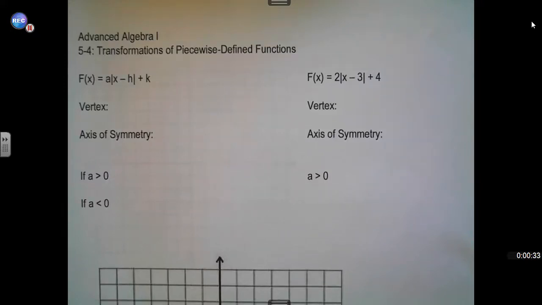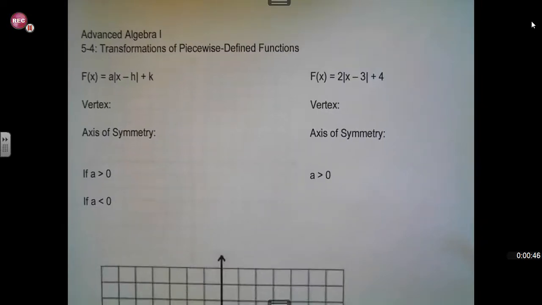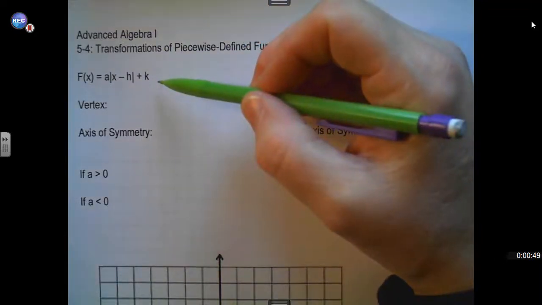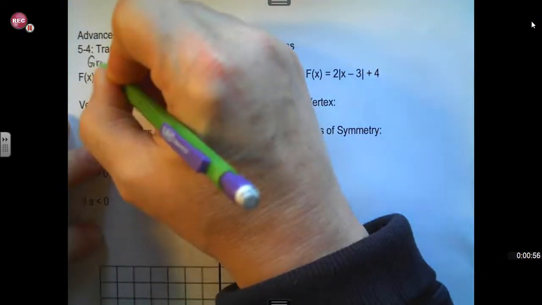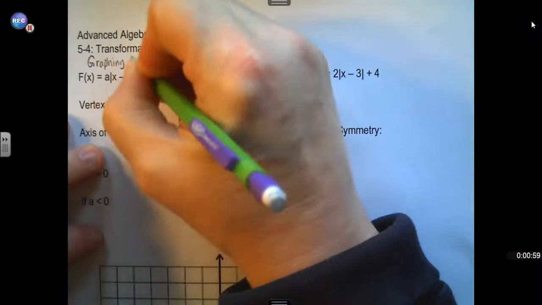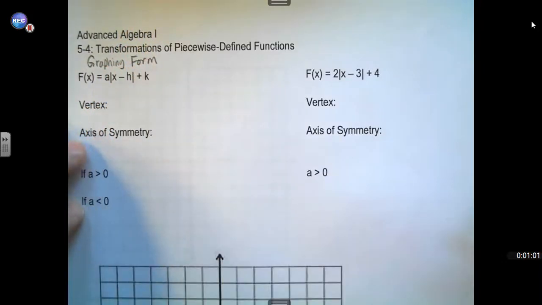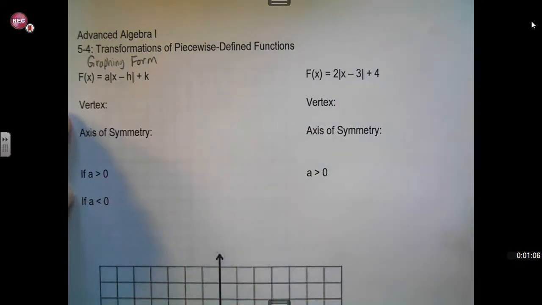Lean a little bit heavier on, yes, you have to know the vertex. Yes, you have to know the axis of symmetry. From there, here's what I've summarized it as. This is in the form of what we would call graphing form. The reason it's in graphing form is because I can look at it and tell you where the vertex is, whether it opens up or down, and the axis of symmetry.